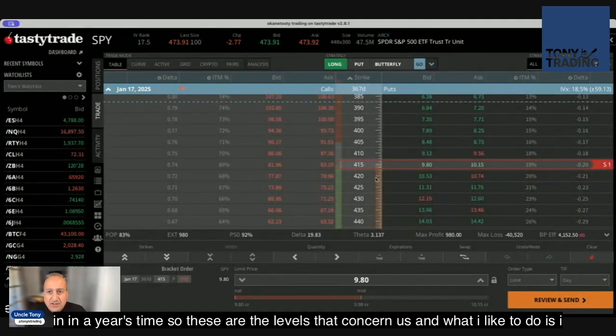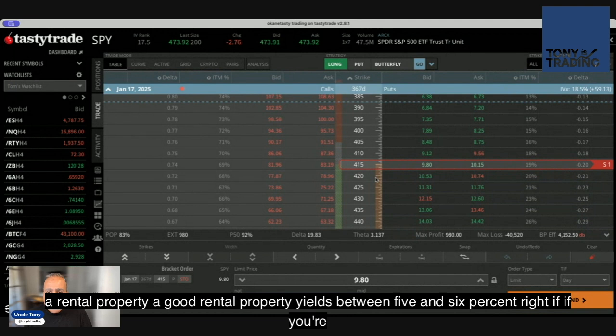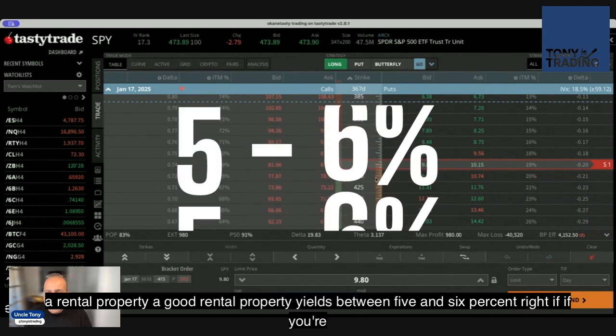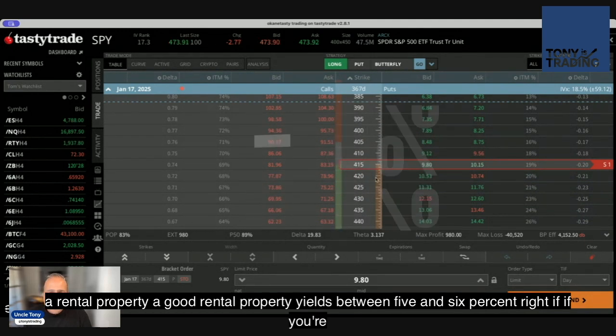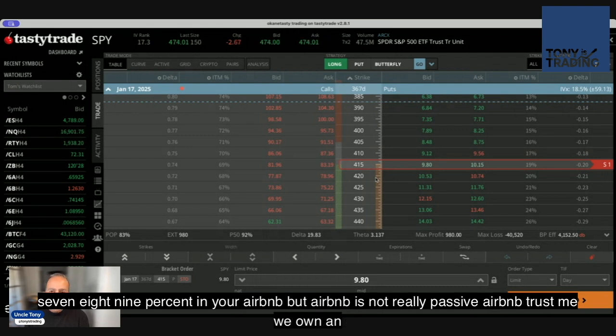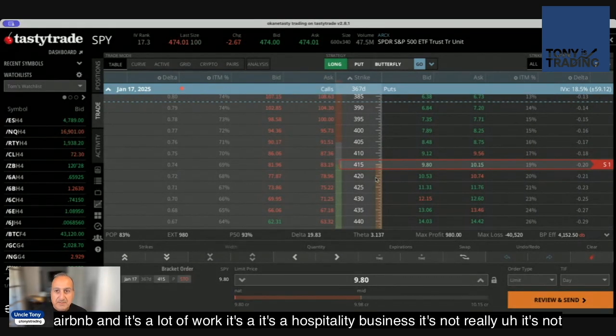And what I like to do is, a good rental property yields between 5 and 6%. Right? If you're lucky, if you're doing Airbnb, etc., and you have a beautiful property, maybe you can get 7, 8, 9% in your Airbnb. But Airbnb is not really passive. Trust me, we own an Airbnb, and it's a lot of work. It's a hospitality business.